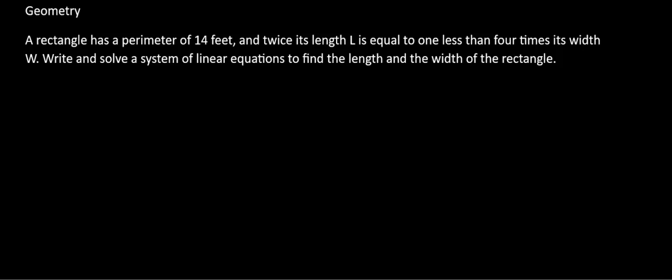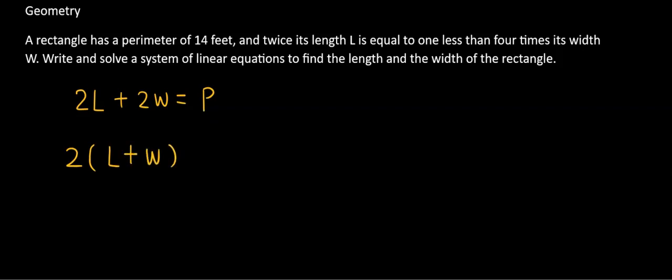Welcome to another word problem in Chapter 7. We're solving a geometry problem. A rectangle has a perimeter of 14 feet. I'm going to pause here because when we talk about a rectangle having a perimeter, we can definitely use this: 2 times length plus 2 times width equals perimeter. You can also say 2 times (length plus width) equals perimeter. Either is fine. We're going to use one of them.